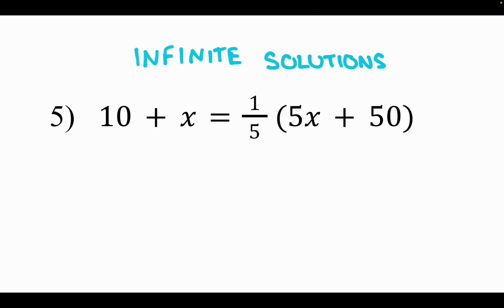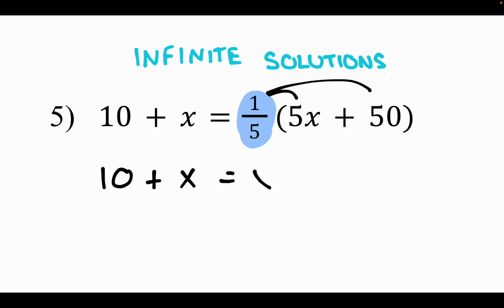So for this problem, you'll notice that it has infinite solutions. That is going to be our final answer. So let's go through and solve. On the left, there's nothing that I can put together or combine. There's no like term, so I would leave it as 10 plus x. On the right, I have a 1 over 5 in front of my parentheses, so I'm going to distribute. That will give me x plus 10. So now I have x plus 10 equals x plus 10.